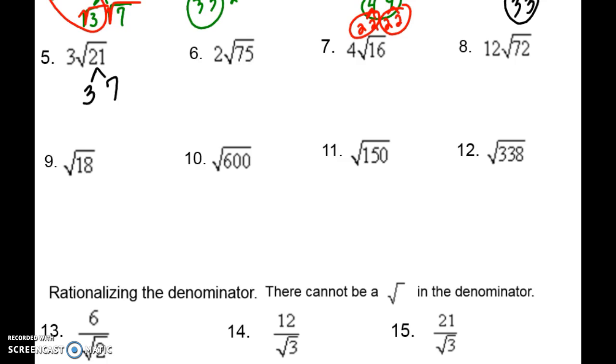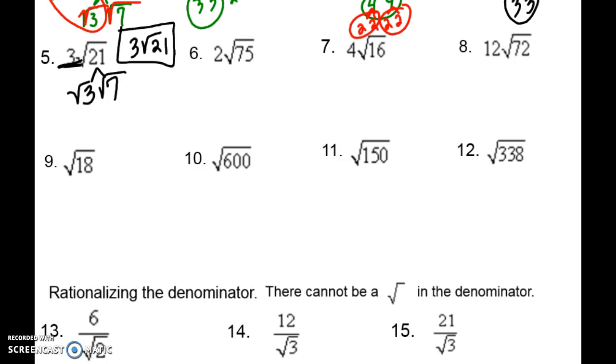Yes. No, be careful. This one is already out. These are still under the house, right? Do I have any pairs that are inside the house still? So there's nothing I can do. My answer stays as 3 square roots of 21. There is no way to break it down any further.